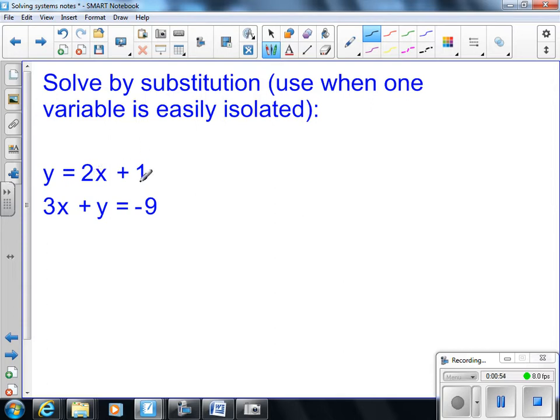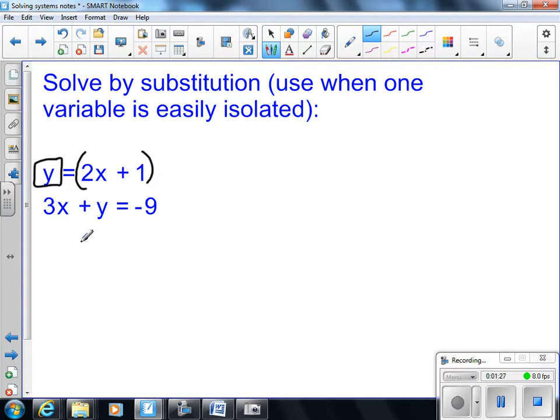I could graph it. It might be easily graphed. But this one isn't so easily graphed, is it? But if you're going to choose the substitution method, we're going to plug in a value for y, because y in this one is already isolated. Now, I like to think of this as a basketball game. Okay, right now, y is in my game. Here's the game. 3x plus y equals negative 9. But y is coming out of the game. And instead of its place, we're going to put in the quantity 2x plus 1.